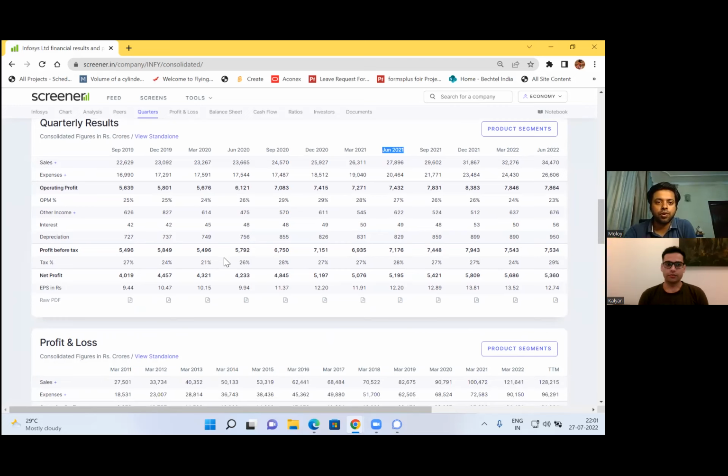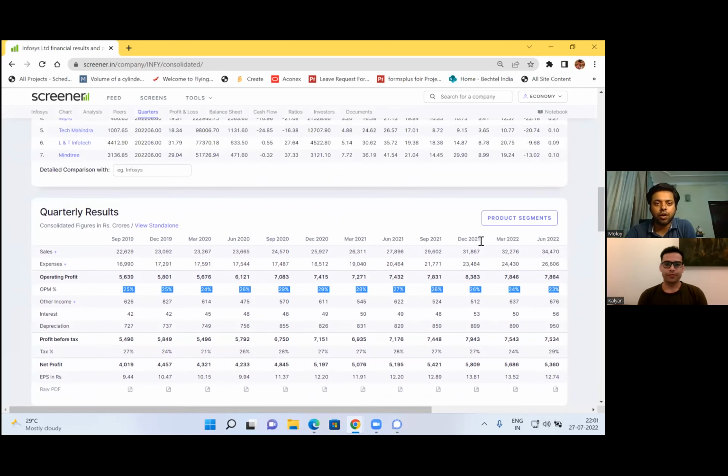While looking into this data, it's also important that you look into the operating margins. If you see here, the operating margins from September 2019 to June 2022 are fairly more or less constant. It varies from say 25% to now 23%.